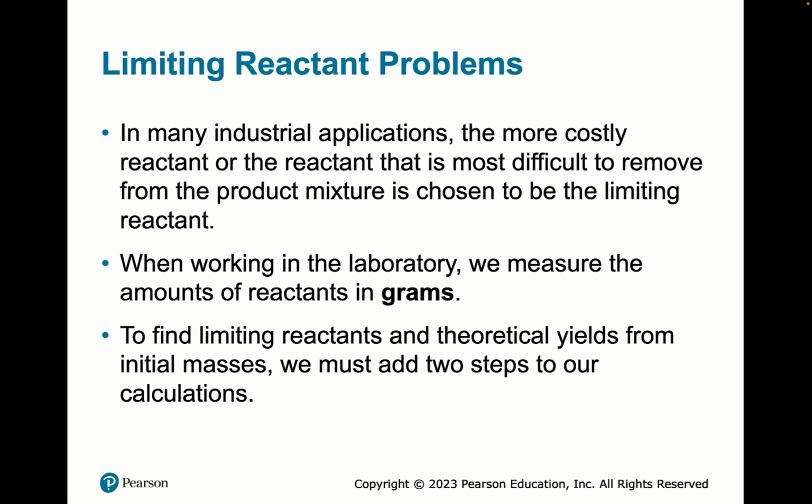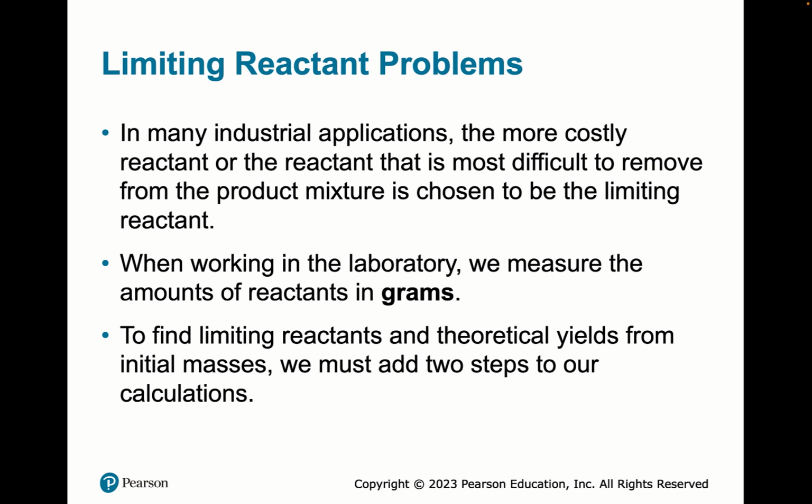So for industrial processes, sometimes it's more costly for the reactant that is most difficult to remove from the product, and that's chosen to be the limiting reagent. Say something that is a carcinogen, right? If you're using something really nasty like hexavalent chromium, you do not want to have excess hexavalent chromium because it is a carcinogen, and you want to make sure that it is all used. Also, sometimes it's economic.